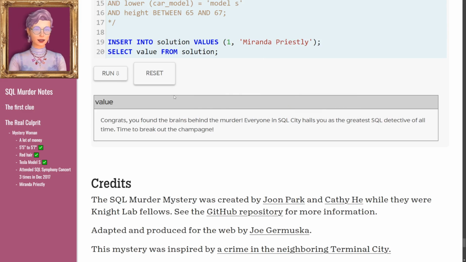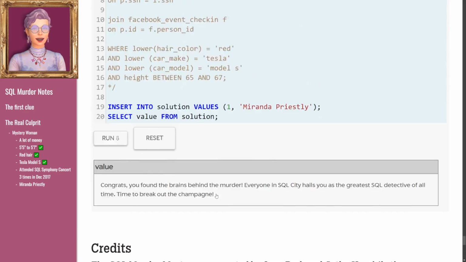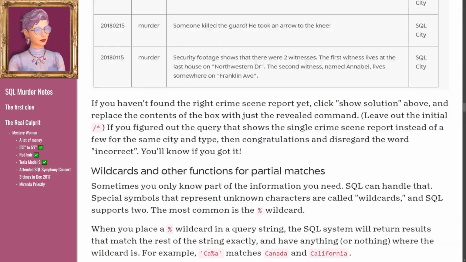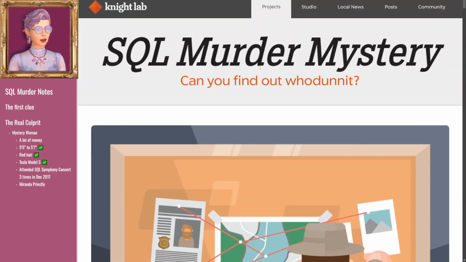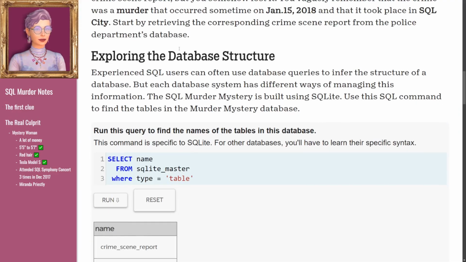Yay! We found the brains behind the murder. Everyone in Sequel City hails you as the greatest sequel detective of all time. Time to break out the champagne. That was so fun. Nice. For sure, check this out if you want to mess around with SQL. I mean, I guess we just saw the answer, but that was pretty fun. I kind of want another game like this now.